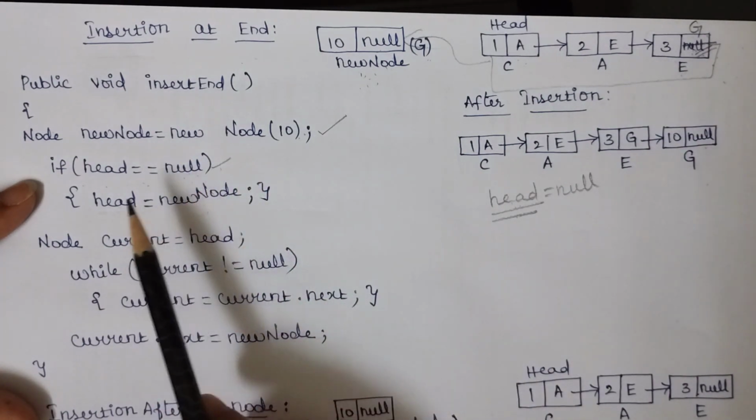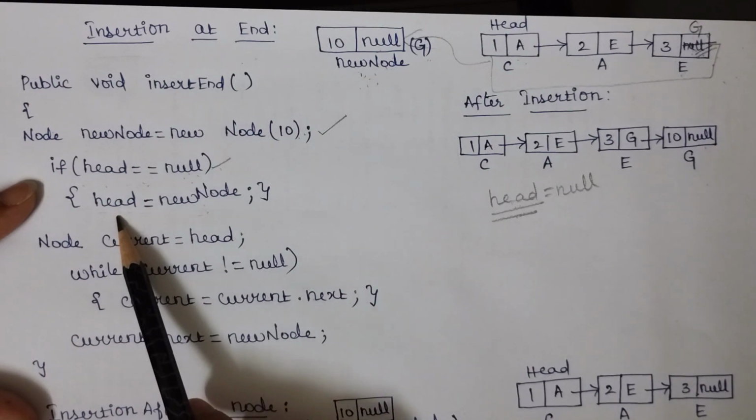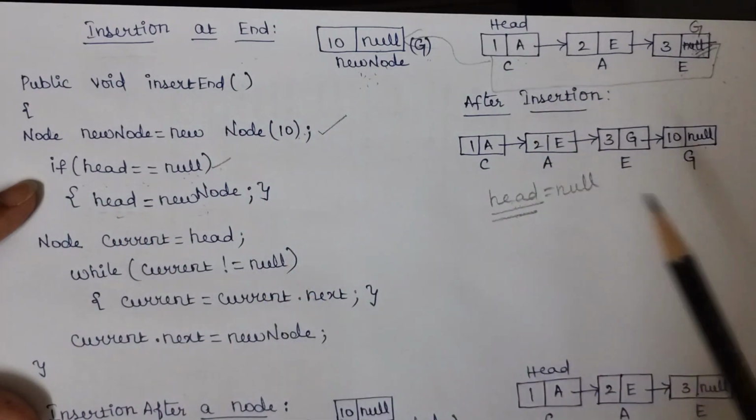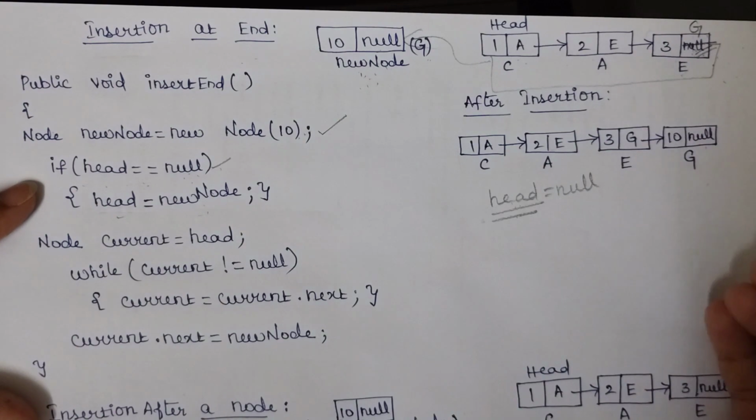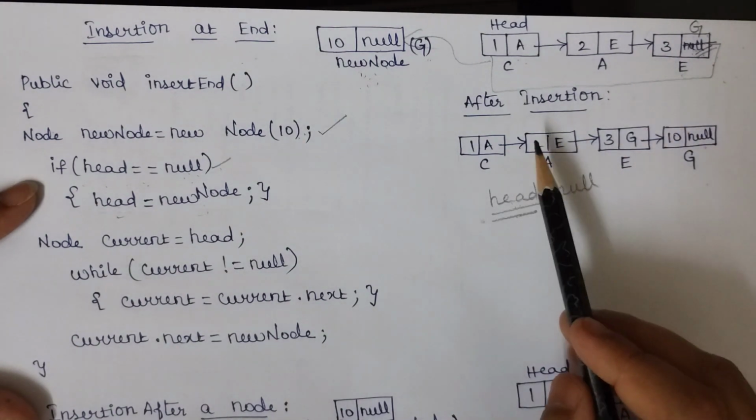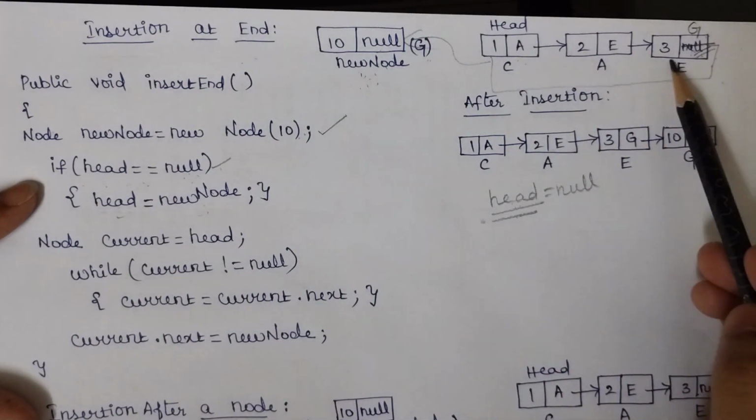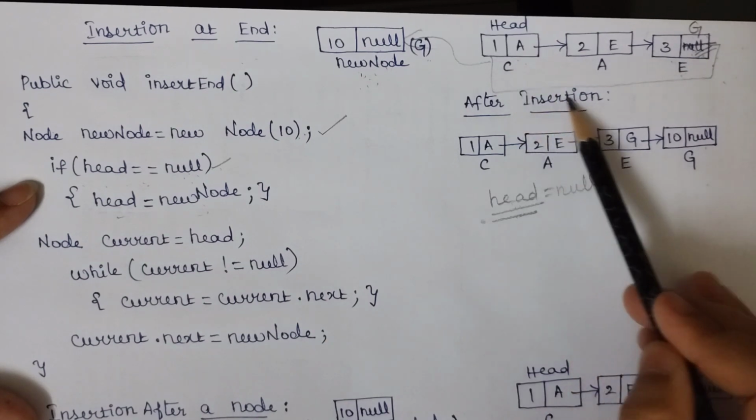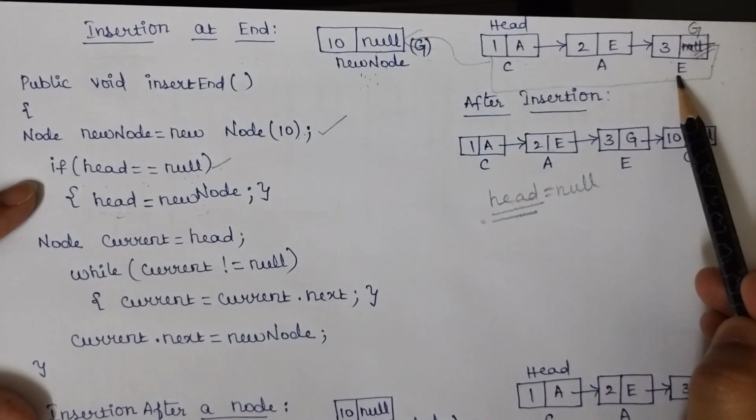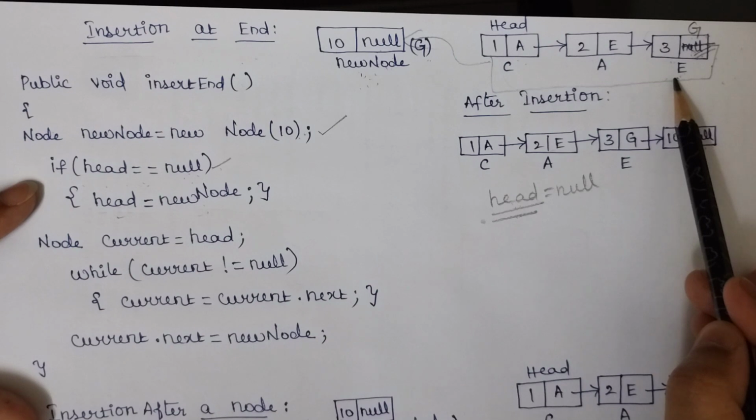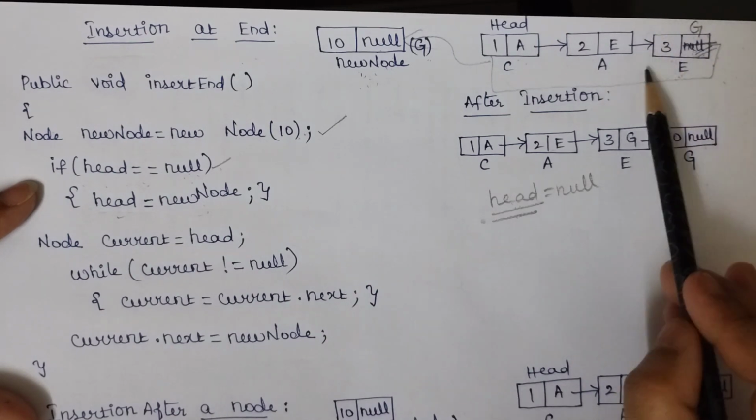I'm assigning my new node to head directly. Okay, if not, if your head is not equal to null, which means if your list is not empty, then what you need to do? First you need to find the last node of your list. How do you find the last node of your list? Again, you need to perform traversal.